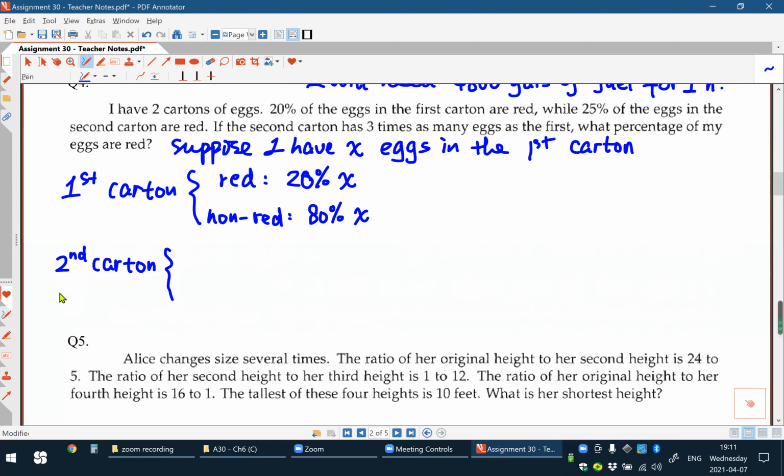Second carton, the total number of eggs is 3 times as many eggs as the first, right? So the total number of eggs in the second carton is 3x. And we also know that in the second carton, 25% of all eggs are red. That means 25% times 3x, right? These are the red ones.